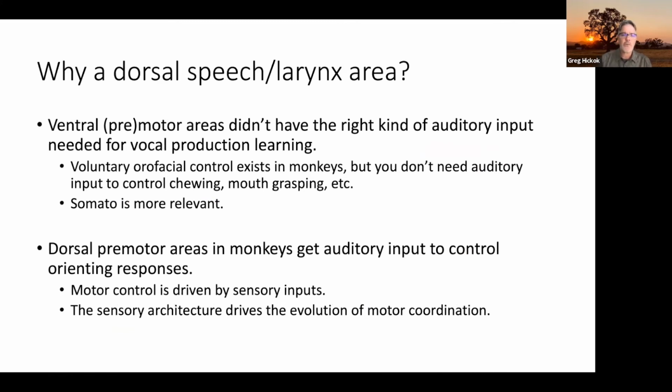All right, so why is it dorsal? It's sitting up there in dorsal premotor cortex. What is it doing up there? And here's the argument that ventral premotor areas didn't, in our evolutionary history, have the right kind of auditory input needed for vocal production learning.